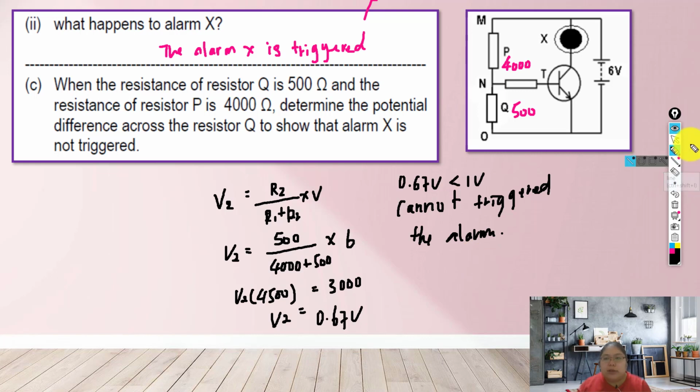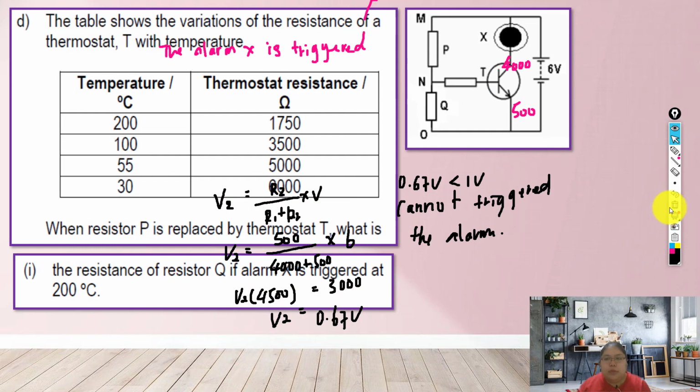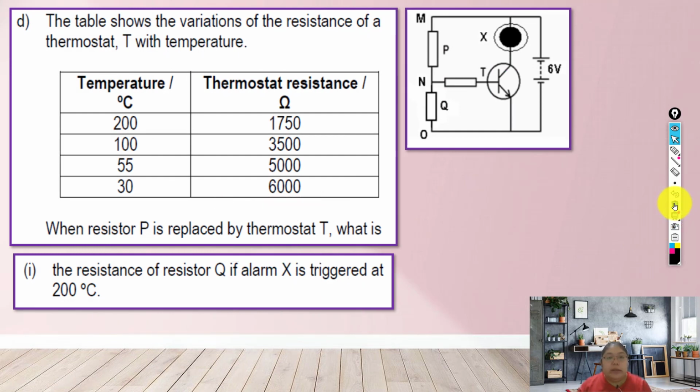Okay, let's see the next question. Now the question gives you the table. The table shows the variation of the resistance of the thermostat with the temperature they provided. Now the temperature and also the resistance, there's a fix. Different temperature can produce a different resistance. So now they say the resistor P, they want to replace with the thermostat. So what is the resistance of the resistor Q? They want to find the Q resistance is how many?